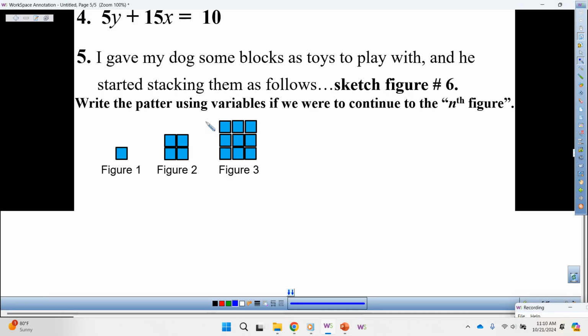Number 5. My dog got a figure. He got the little block, left it there. That's figure 1. Figure 2. Figure 3. Dot, dot, dot. I need figure 6. How many blocks do we need for figure 6? Talk it with your neighbor. How many blocks for figure 6?